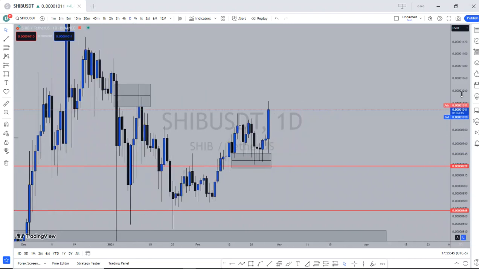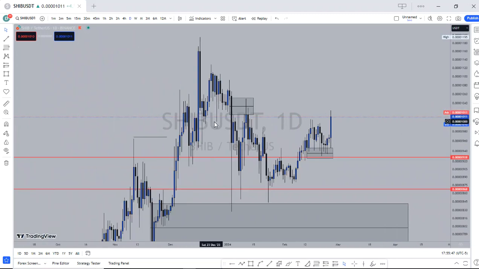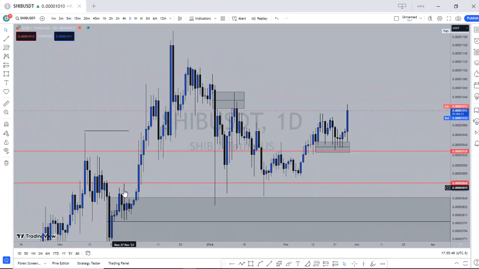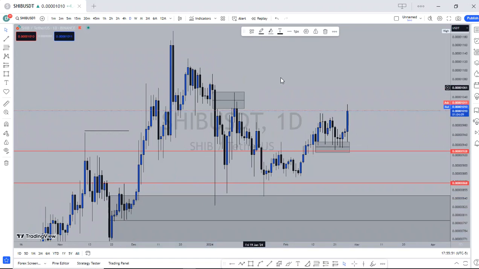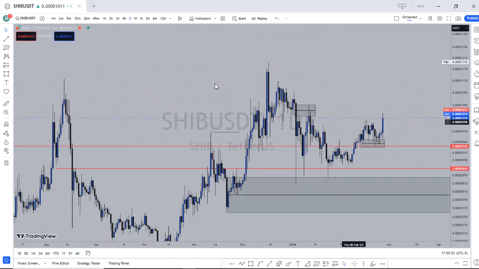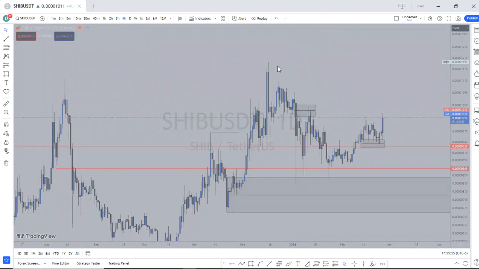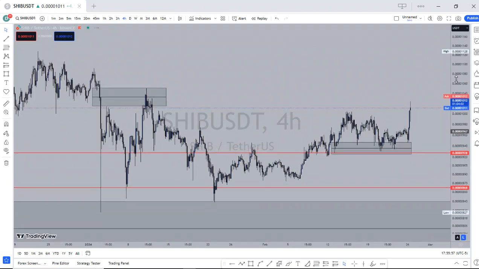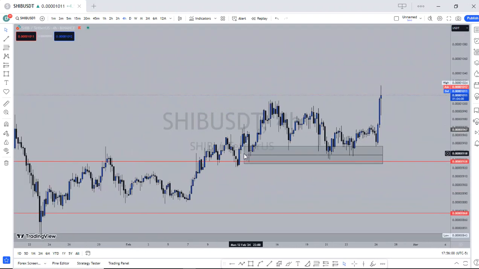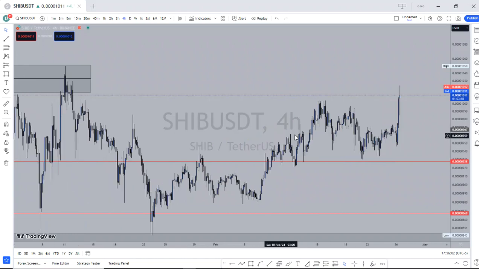Alright, so I hope this chart is very clean and clear to you, for you to understand that there was no bearish printing structure right here, right? So that is why it's very important that you are focusing on your higher time frame. So that's what we have right here.